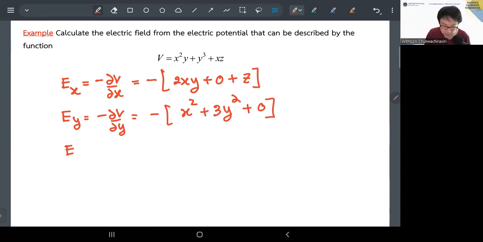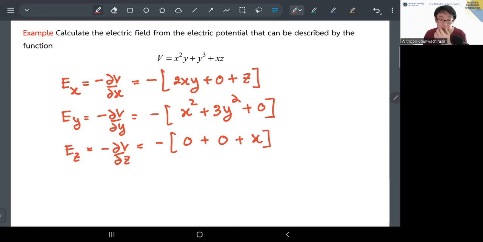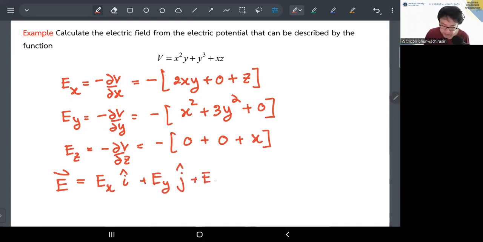What about the z component of this? You do negative dV by dz. The first term is gone, there's no z in it. The second term is gone, there's no z in it. The last one, you get x. And that's it, guys. It's done. So you can actually wrap this up into a vector form. Your net electric field vector is just Ex along the i direction, Ey along the j direction, Ez along the k direction.